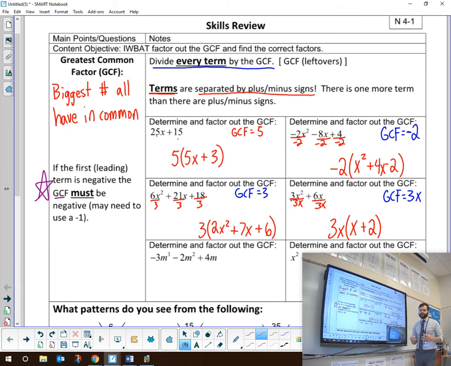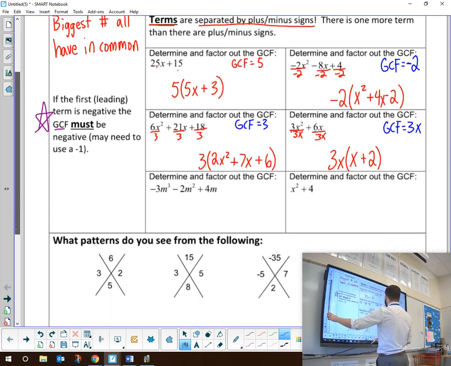The best way you can check yourself on these to see if you did it correctly is if you distributed, if you did 3x times x and 3x times 2, does it get you back to where you started? And in this case, yes, it does, okay? So that's important. All right.